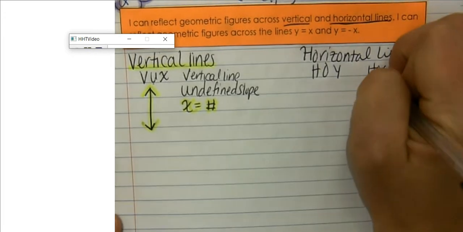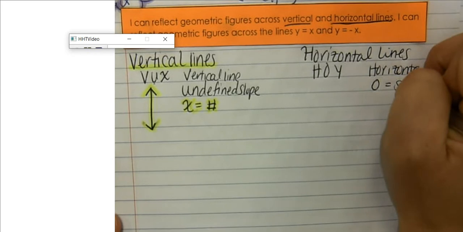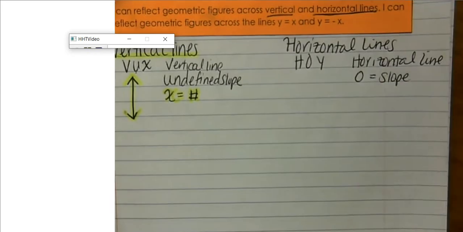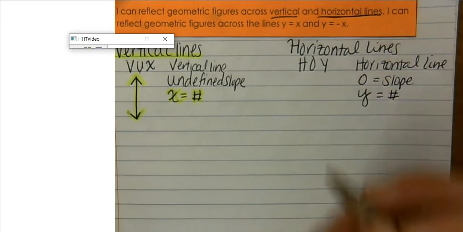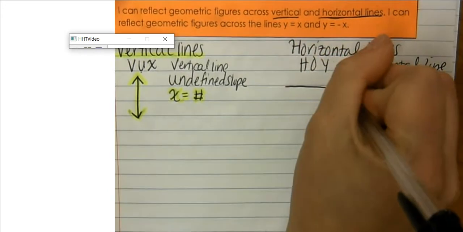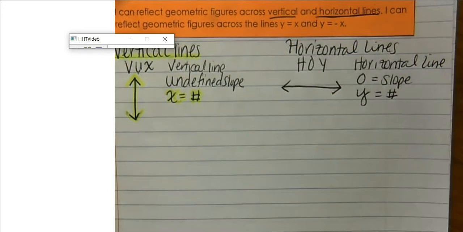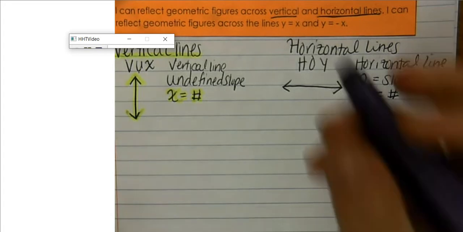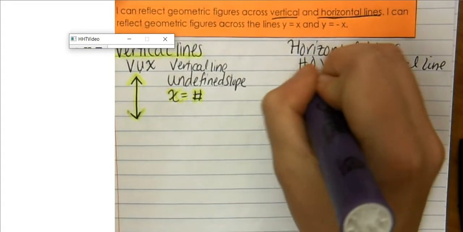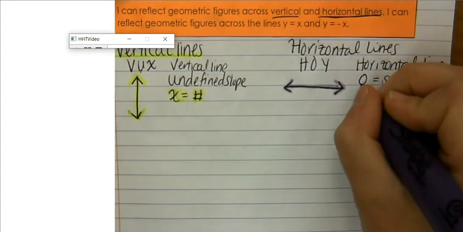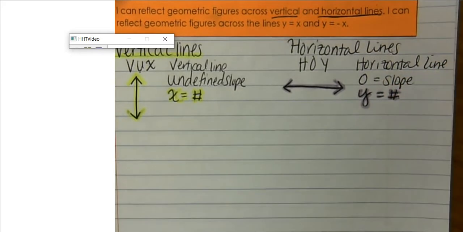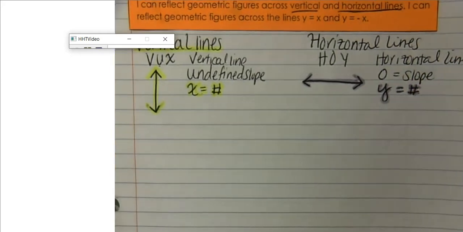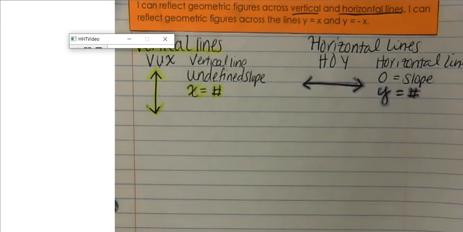0 is equal to the slope. And instead of an X equals equation, you will have a Y equals a number equation. The line will be horizontal, and it will represent the equation Y is equal to a number, not Y equals X. Y equals X is something else. So those are horizontal lines.